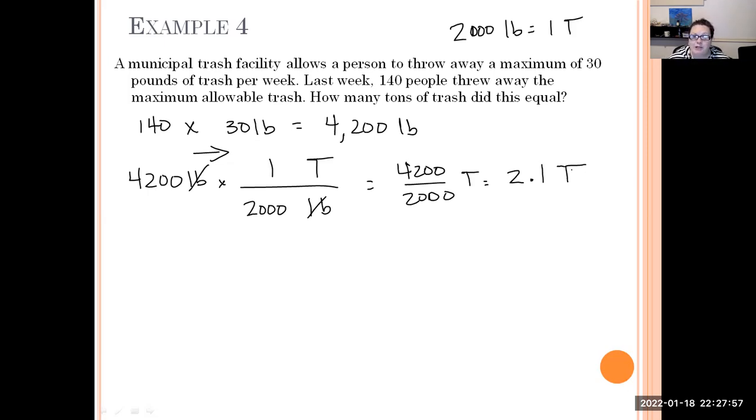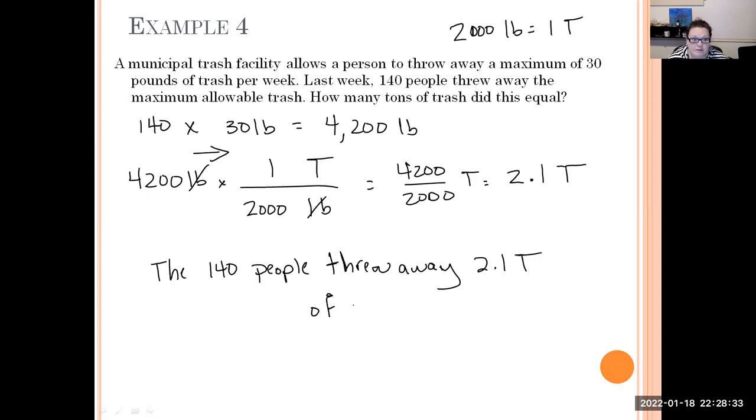The question was, how many tons of trash did this equal? Well, you could just say this equaled 2.1 tons of trash. That would be totally cool. Or you could say, which is what I do, it doesn't have to be the same, the 140 people, because that's a little bit more impactful, threw away 2.1 tons of trash. And you can even keep going and say last week. Okay, so that's my answer.